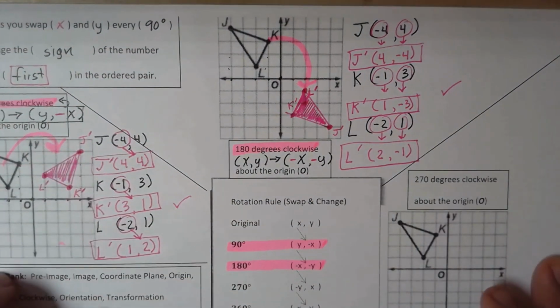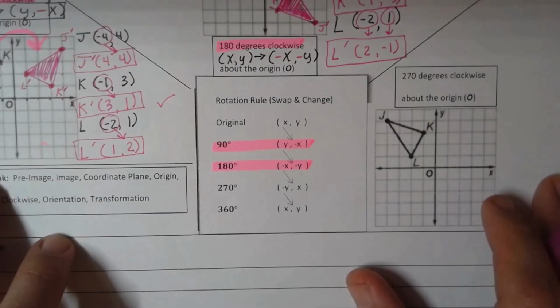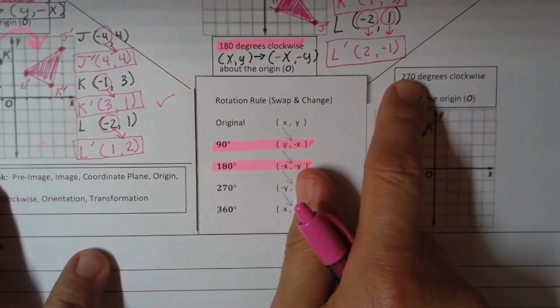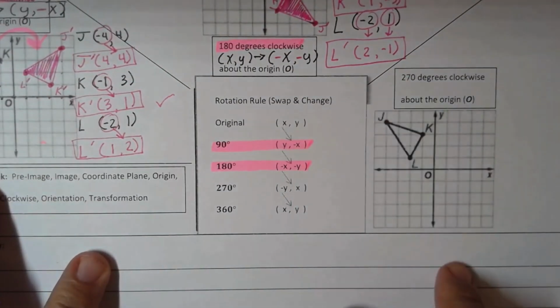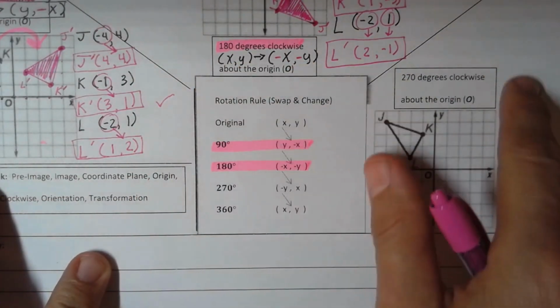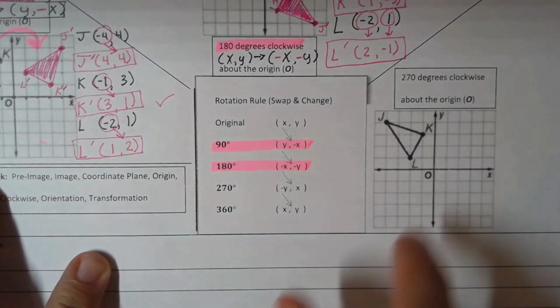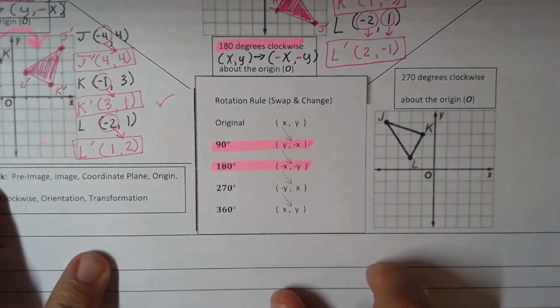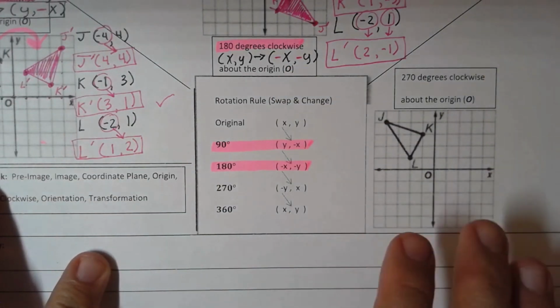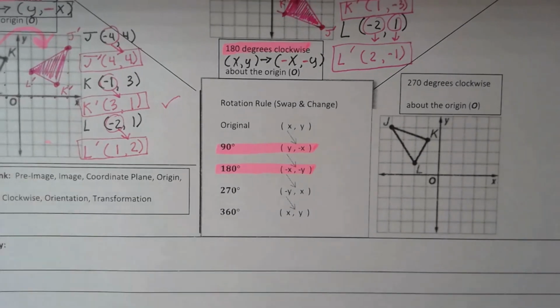Now, what I would like for you to do, now that I showed you 2 examples, is try this one that's 270 degrees clockwise all on your own. You're going to write the rule, and then you're going to perform that rule on those points and plot your image. I want you to pause this video, do the work, and then hit play and see if you come up with the same thing I came up with.